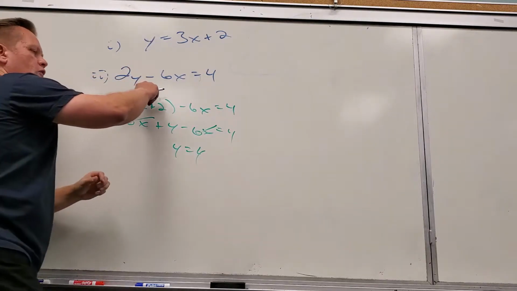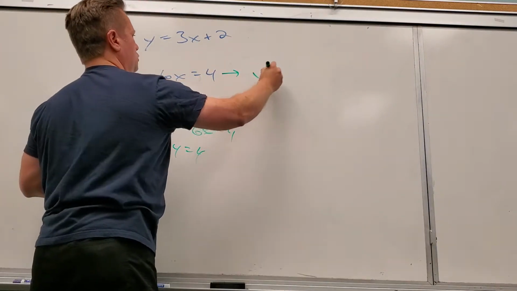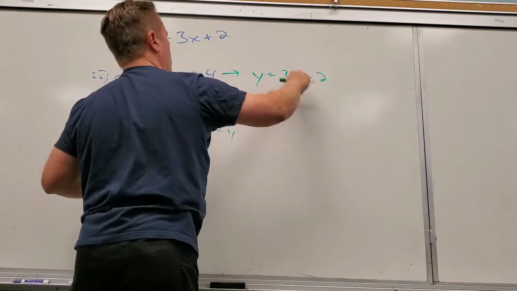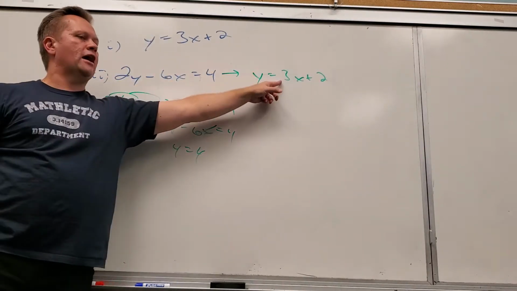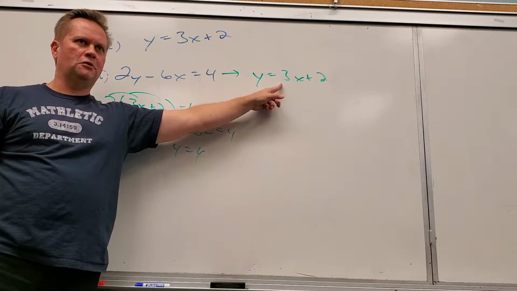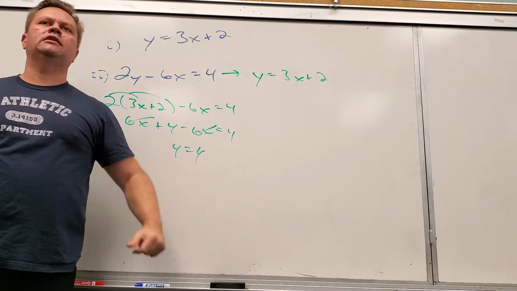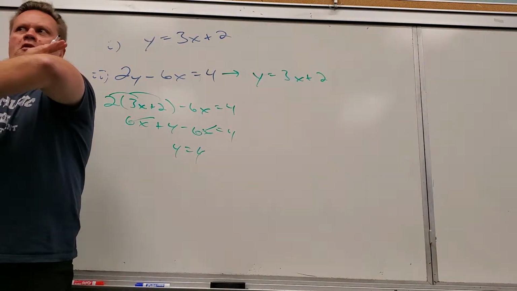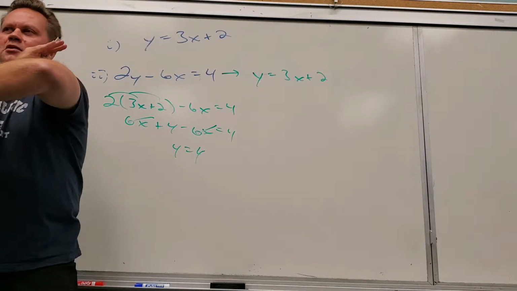If you solve this for y, I want to make sure everybody's with me. Add 6x, divide by 2. They are the same. So if you graph this one, and then you graph this one on the same graph, what's going to be true? They're on the same line. And where are they touching? All over. They're touching all over.